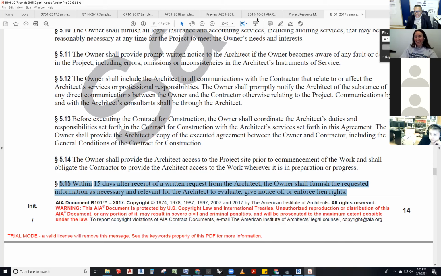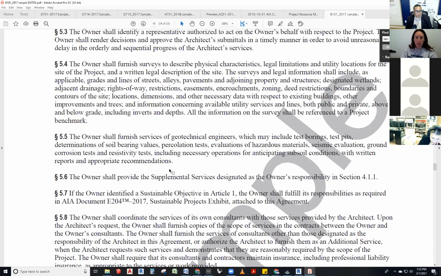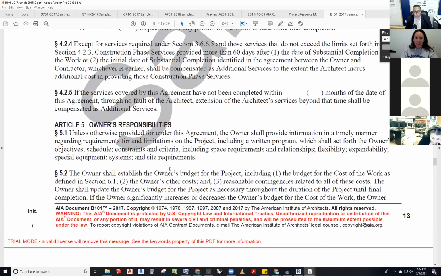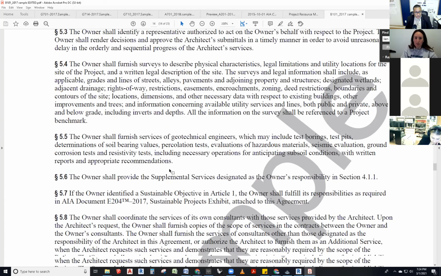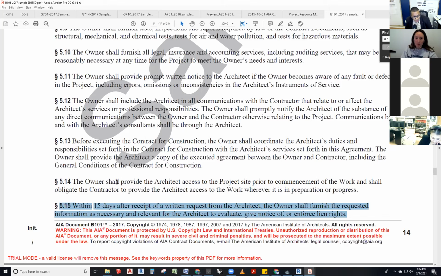I think Miranda's not satisfied with it. I still don't agree. It says that in section 5.15, but I'm also looking at the context of this writing. It all has to do with construction. No, we're talking about section 5 of the B101, owner's responsibilities. So the owner has a responsibility to the architect. Within 15 days after receipt of a written request from the architect, the owner shall furnish the requested information necessary and relevant for the architect to evaluate, give notice, or enforce lien rights.